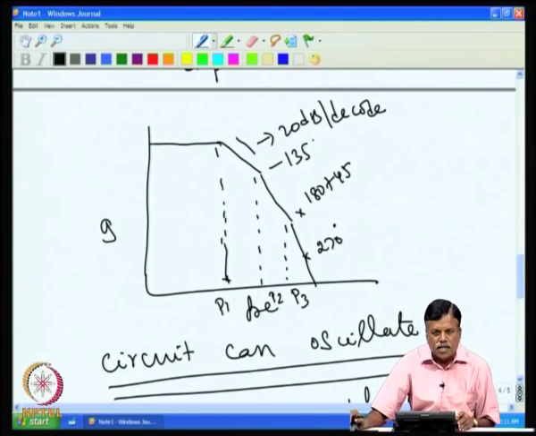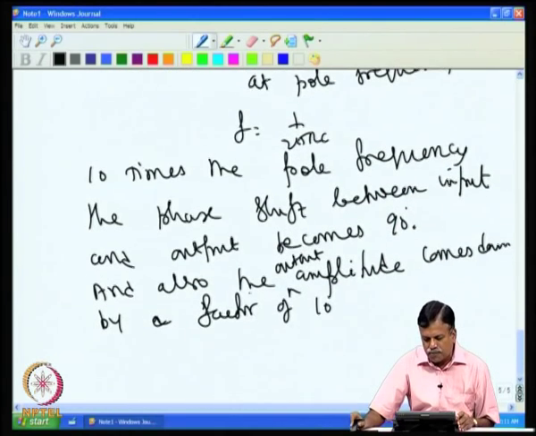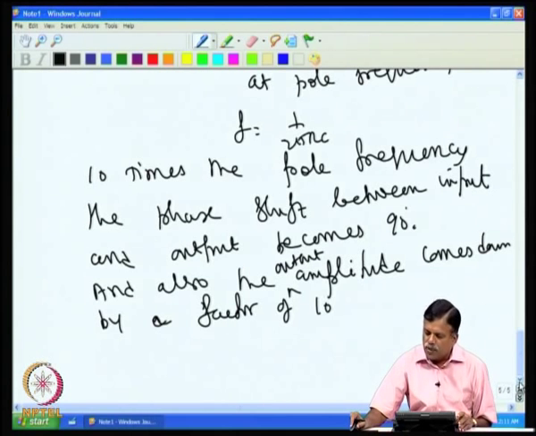180 degree, and if the phase shift goes more than 180 degree, and in feedback we are already giving a 180 degree phase shift, the net result is the amplifier can oscillate at some frequency because of these multiple poles. This is one of the major problems in using the amplifier. So, if you have to use the amplifier for practical use, then one has to worry about this oscillation, and we have to make our effort to stop this oscillation.